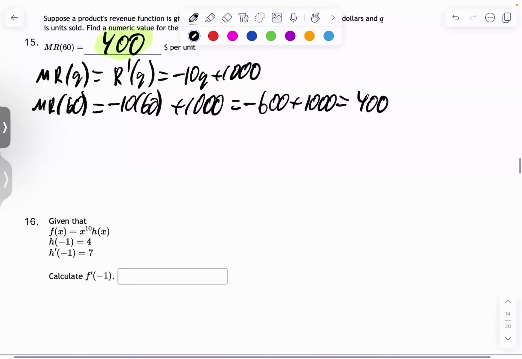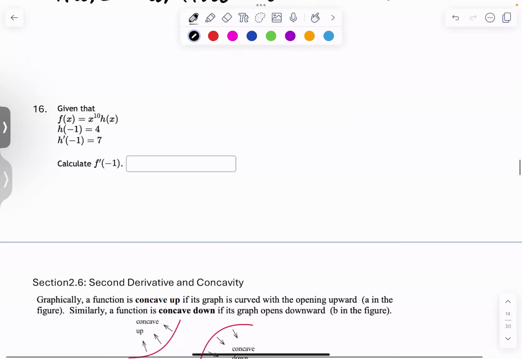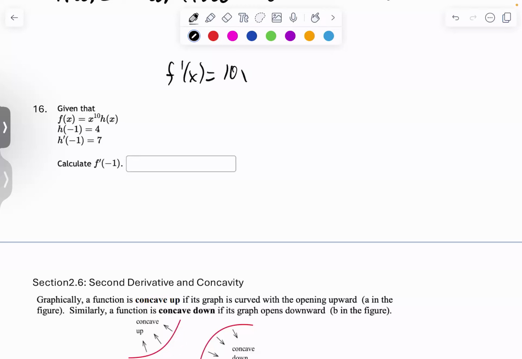All right. Last problem for this video. Given that f of x equals x to the 10th times h of x, and they give us some specific values. Okay, so let's find f prime of x using the product rule. That's going to be 10x to the 9th times h of x plus x to the 10th times h prime of x. And they want to specifically know this here.